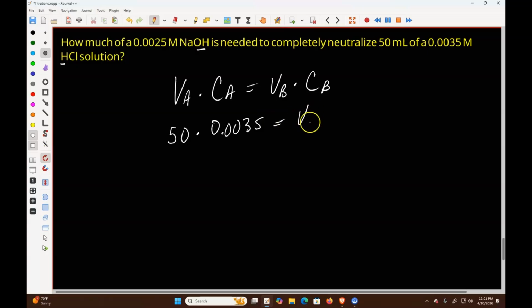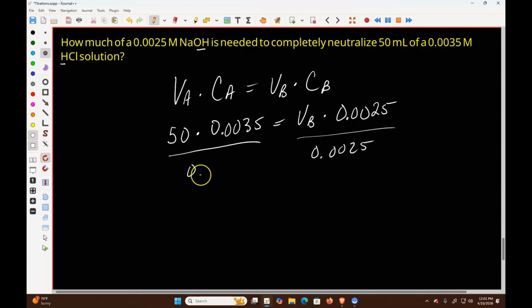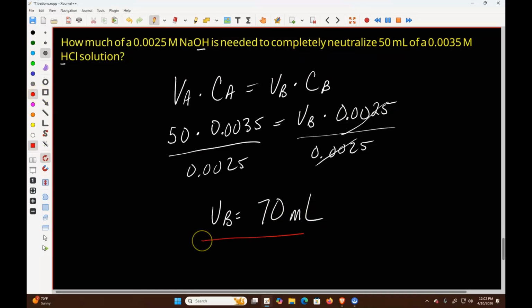The volume of the base we do not know. The concentration of the base was 0.0025. Let's divide both sides by 0.0025. So the volume of the base is equal to 70 milliliters. That's how much is required to neutralize 50 milliliters of the given acid.